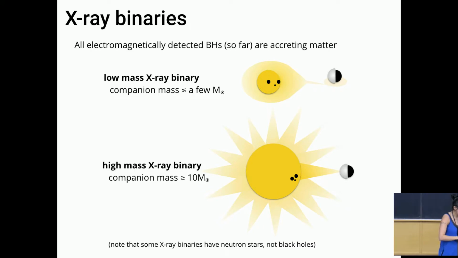Going back to X-ray binaries. So far, all the black holes we know of electromagnetically are in binary orbits with companions. And we call them either low mass X-ray binaries or high mass X-ray binaries. Low versus high mass just means the mass of the companion. Not all X-ray binaries have to have a black hole as their compact object, but in this case I'm not going to focus on only black holes. So the compact object could be a black hole or a neutron star.